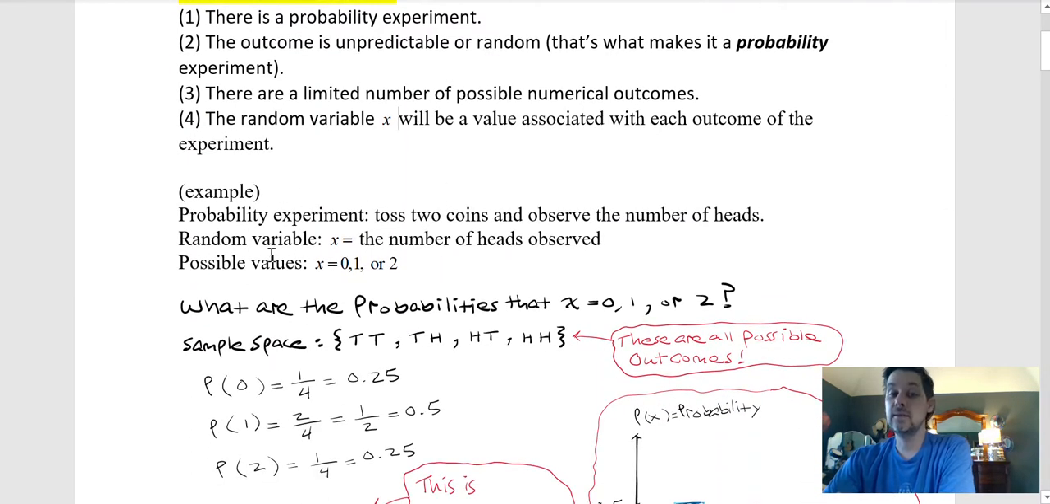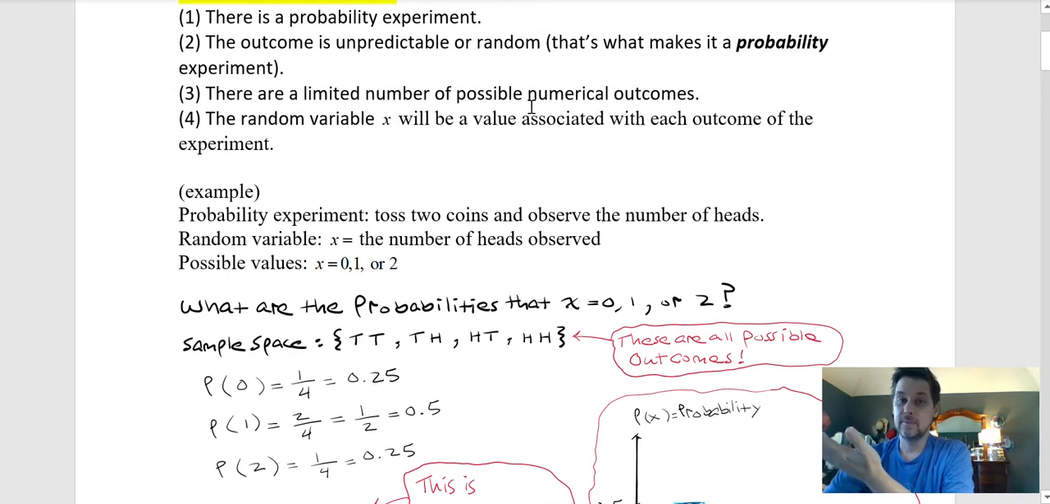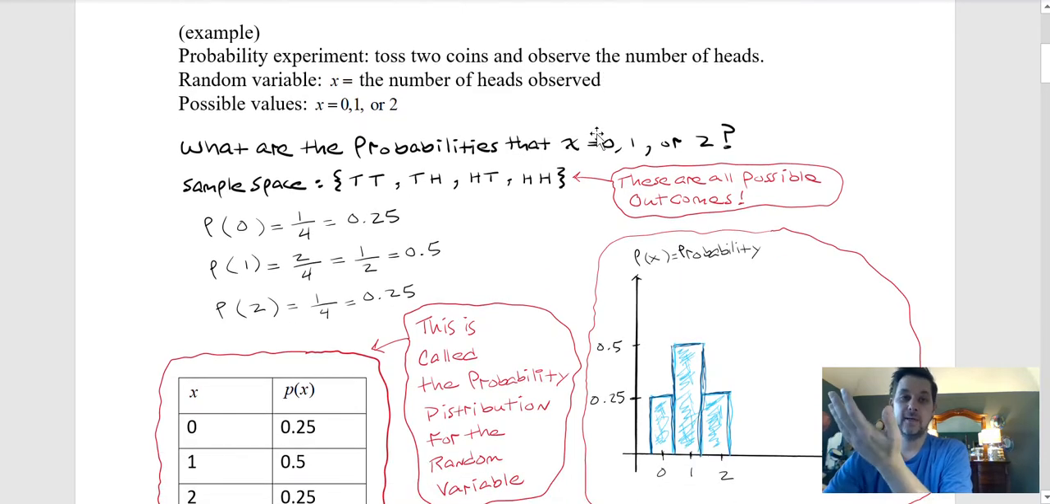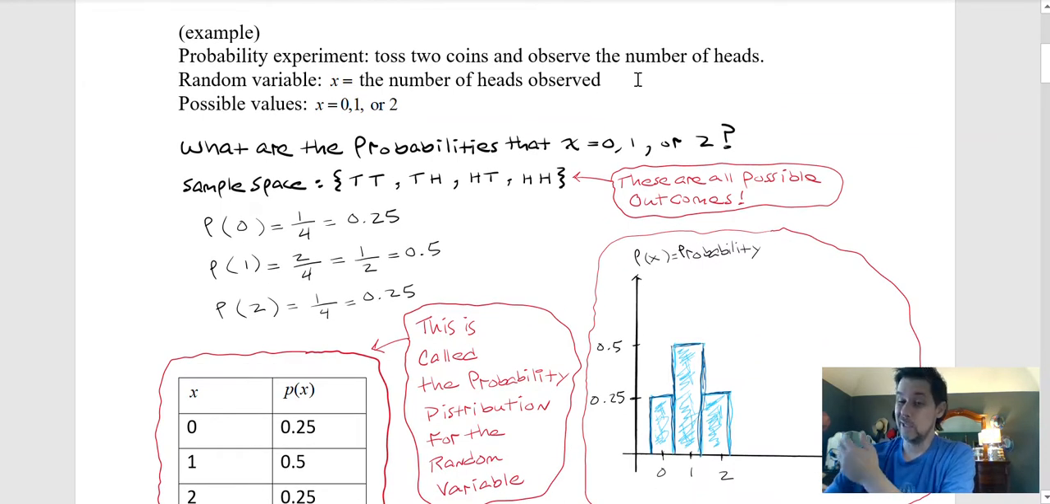So here's an example of a random variable. Remember, it all starts with a probability experiment. So let's say we toss 2 coins and we observe the number of heads. That's definitely a probability experiment, and there's a limited number of possible outcomes, right? How many outcomes? There's only like 3 things that could happen, really, as far as the random variable goes. And the random variable will be the number of heads you observe between the 2 coins.